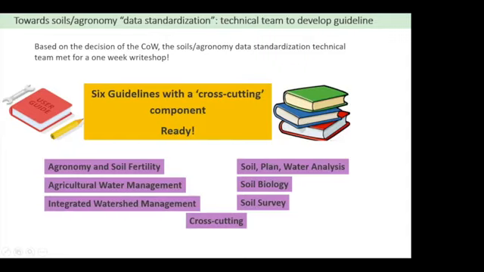Then we identified senior experts who can contribute in developing a standard data collection and analysis guideline. So we identified around six major thematic areas: soil agronomy and soil fertility, one component; agricultural water management, another; integrated nutrition management; soil plant water analysis; soil biology; soil survey; and a cross-cutting one. Cross-cutting is any data that is going to be collected from the field should have some universal attributes in terms of location and some descriptions. So these six guidelines were prepared.